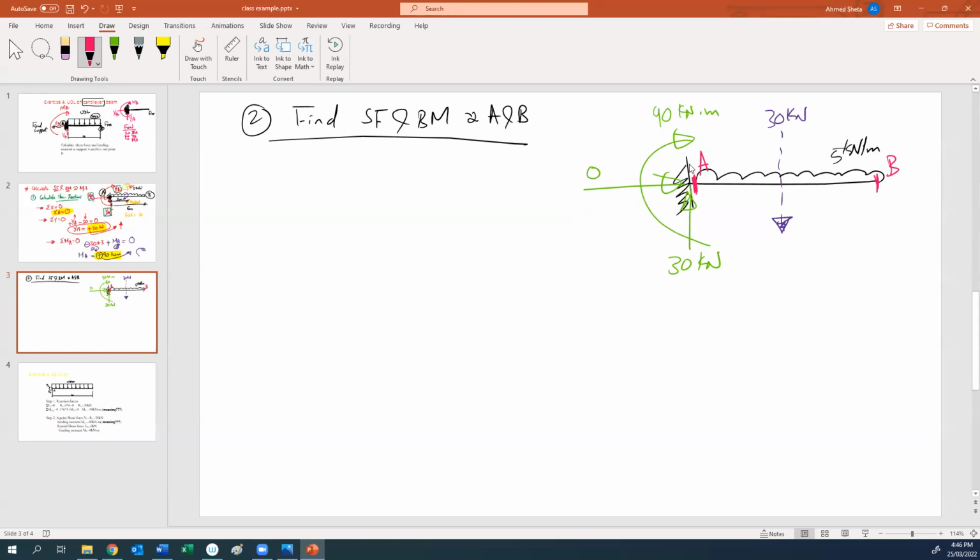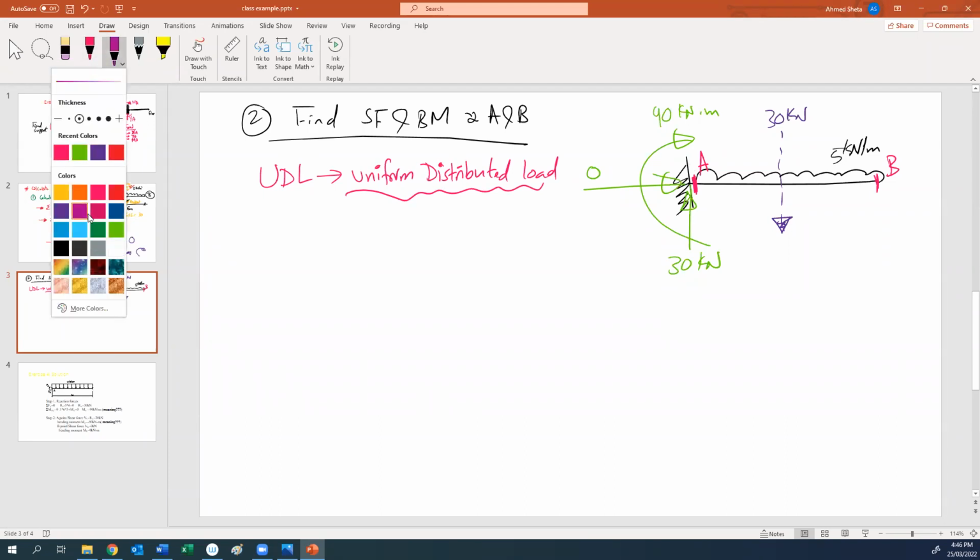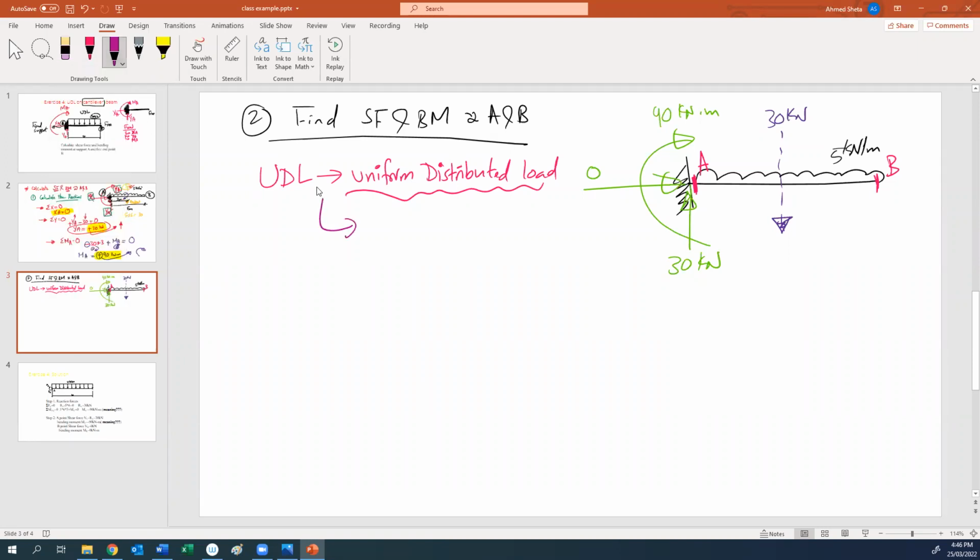Okay, for this type of beam, we have a UDL, or uniformly distributed load. So in case of a uniformly distributed load, we have to make different cuts from the previous example, because the previous example was a point load. Now we have a UDL, so we will have 2 sections.